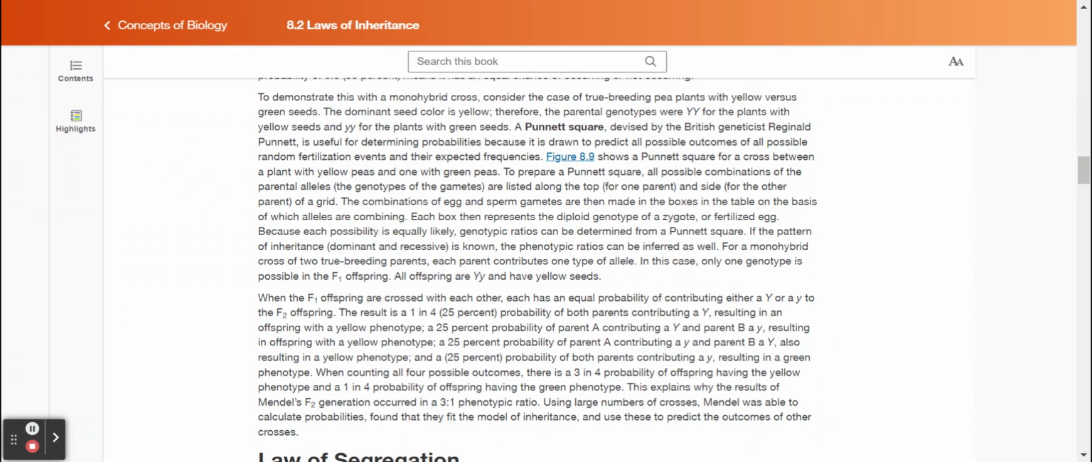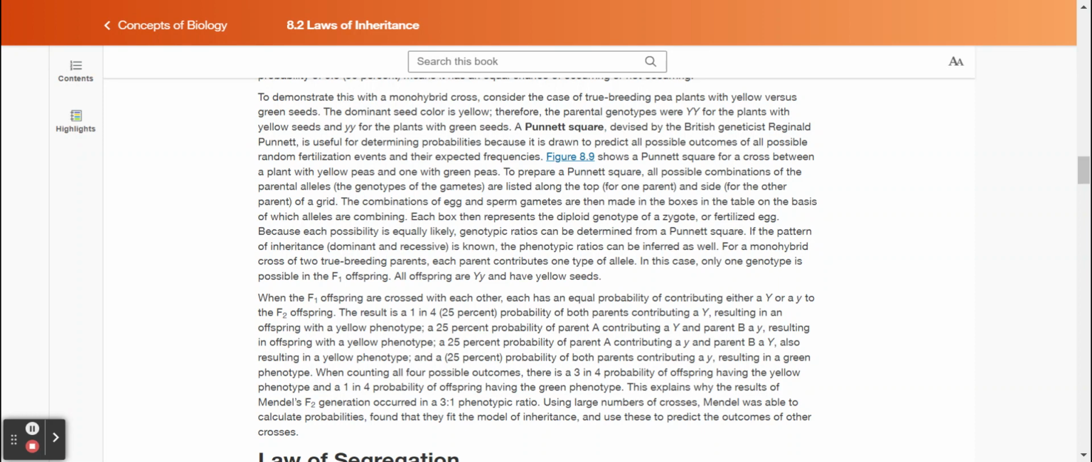To demonstrate this with a monohybrid cross, consider the case of true breeding pea plants with yellow versus green seeds. The dominant seed color is yellow. Therefore, the parental genotypes were capital Y capital Y for the plants with yellow seeds and lowercase y lowercase y for the plants with green seeds. A Punnett square, devised by the British geneticist Reginald Punnett, is useful for determining probabilities because it is drawn to predict all possible outcomes of all possible random fertilization events and their expected frequencies. Figure 8.9 shows a Punnett square for a cross between a plant with yellow peas and one with green peas.